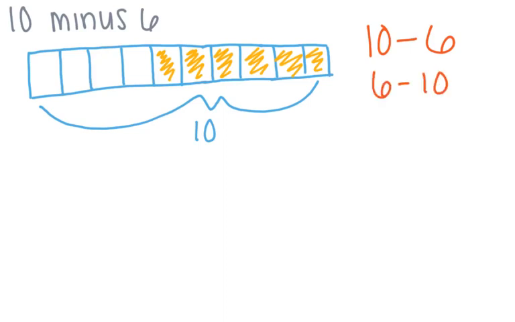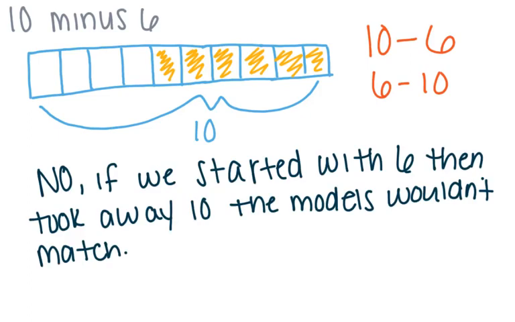Could we also do 6 minus 10? No, we cannot do 6 minus 10 because if we started with 6, then took away 10, the models wouldn't match. And remember, if you are subtracting a bigger number from a smaller number, you're going to get a negative number. And the answers to these expressions are 4 and negative 4, and these are not the same thing. They are 2 different numbers. So no, we cannot also do 6 minus 10.